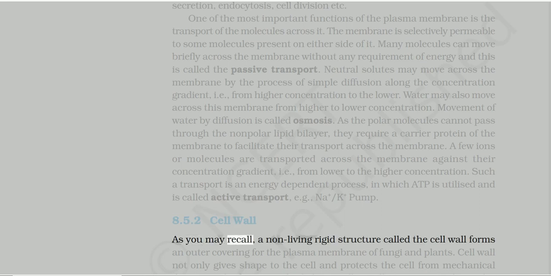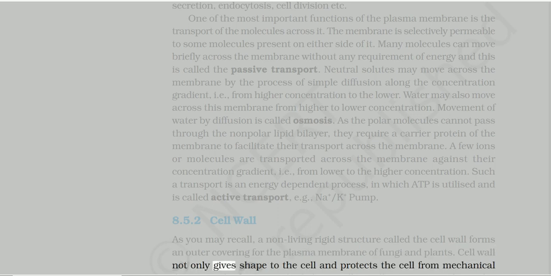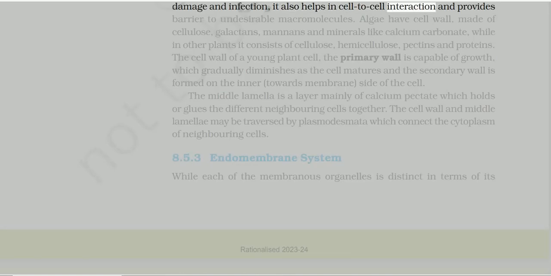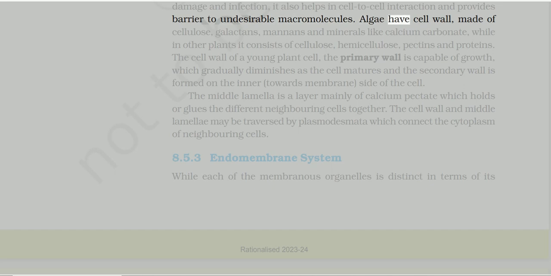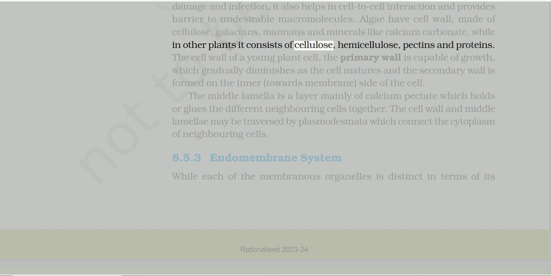As you may recall, a non-living rigid structure called the cell wall forms an outer covering for the plasma membrane of fungi and plants. Cell wall not only gives shape to the cell and protects the cell from mechanical damage and infection, it also helps in cell-to-cell interaction and provides a barrier to undesirable macromolecules. Algae have cell wall made of cellulose, galactans, mannans and minerals like calcium carbonate, while in other plants it consists of cellulose, hemicellulose, pectins and proteins.